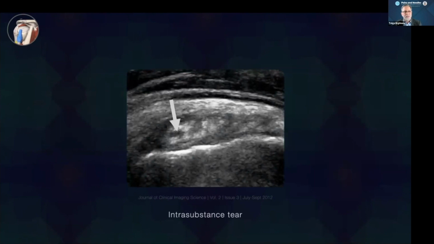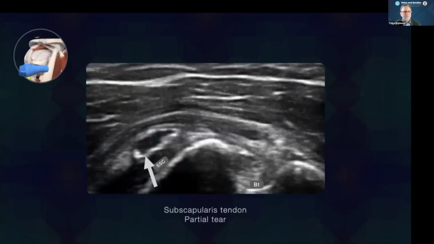In this short axis image, you can see the central hyperechogenic subscapularis tendon defect. This is an intrasubstance tear of the subscapularis tendon. And you can see the partial tear of the subscapularis tendon. This is a partial tear of the subscapularis tendon.